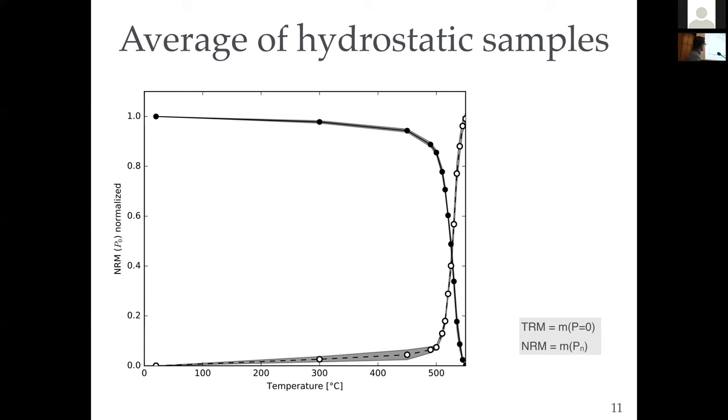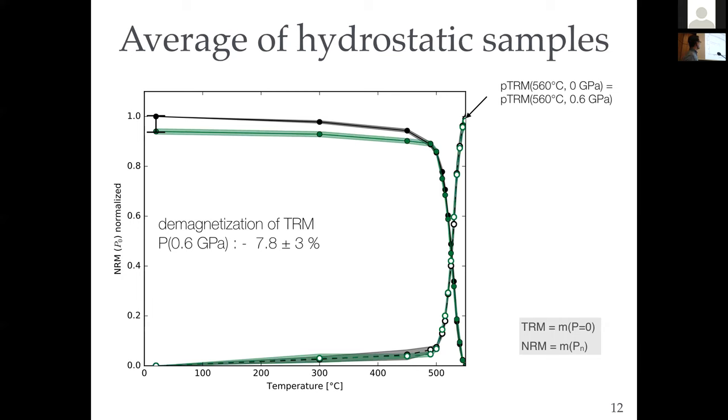The samples demagnetize very sharply in about 50 degrees, which also is a bit of a problem for the furnace. So the temperature control has to be fairly good, but it works out fairly nicely. So I think this is a good example.